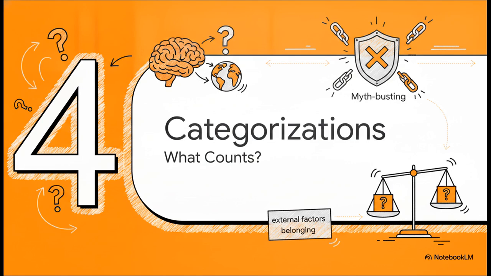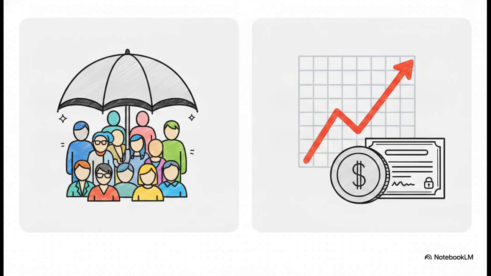Okay, Section 4, Tricky Categorizations. What actually counts? It is incredibly easy to miscategorize external factors when you're doing a PESTLE analysis, and that can lead to some really flawed strategies. So let's do a little myth busting.